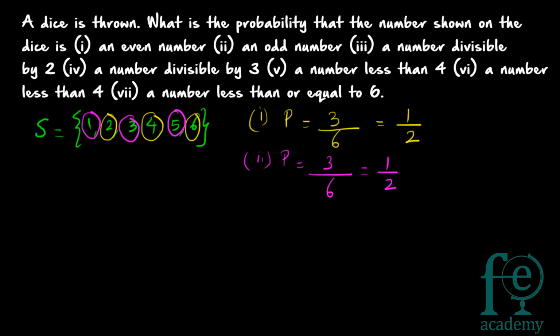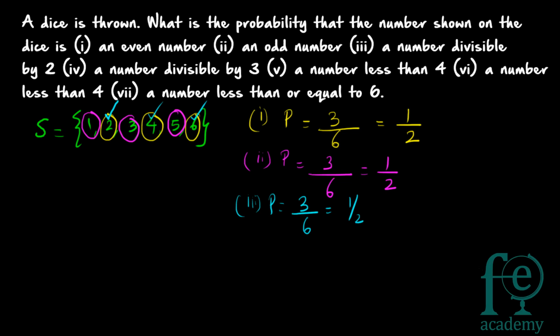Next question is a number divisible by 2. So what are the possible outcomes here? What are the favorable outcomes? 2 is divisible by 2, then 4 and 6. So the probability will be equal to, again there are 3 favorable outcomes and the total number of outcomes is 6. So 3 divided by 6 is equal to 1 by 2.